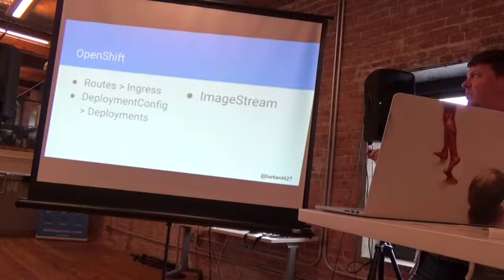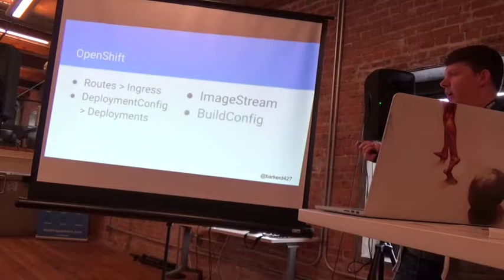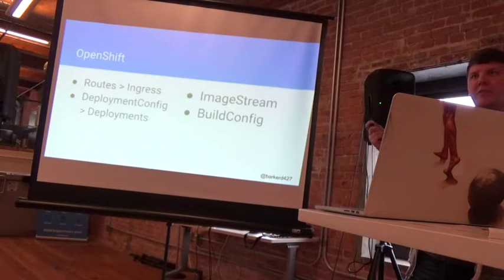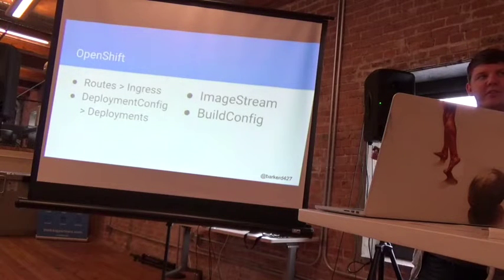They also have image streams. I'll talk about this a little bit more later, but this one is pretty significant. And build config. Because OpenShift is a PaaS and Kubernetes really isn't, this kind of helps describe how your application would be built and deployed.